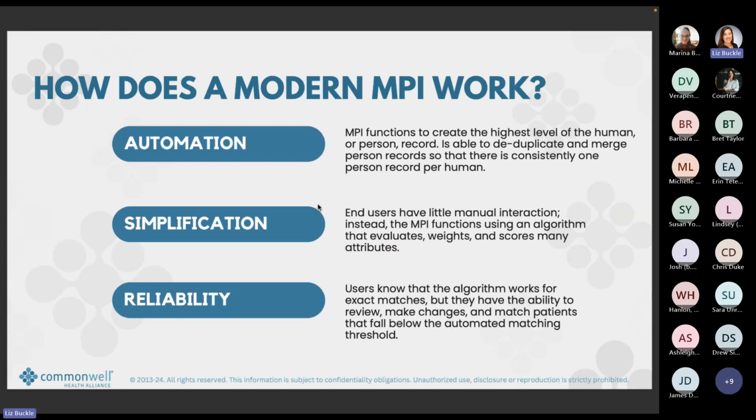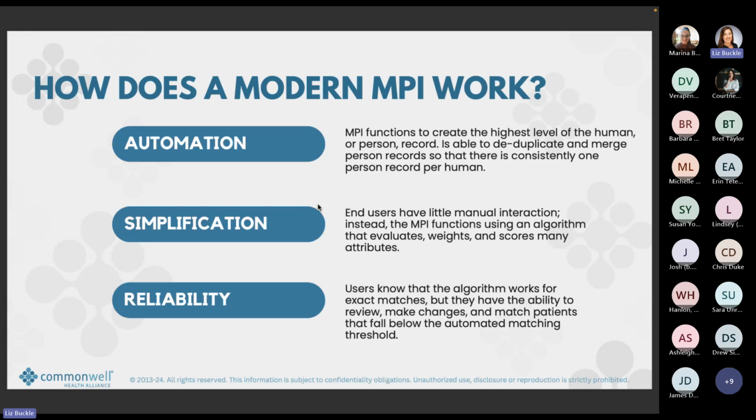How does the MPI work? First, it relies on some automation. We have an MPI that runs in the background. We receive patient adds, updates, a few different types of patient demographic feeds into the MPI. And then the MPI has an algorithm, or a few algorithms, that it runs through to figure out: this patient instance is coming in, do we have any other record of this patient? Oh, we do. Okay, so the person Liz Buckle already exists within our MPI, and we receive a new patient instance, and then we're able to associate or link that patient to the other instances of that patient from other care locations.